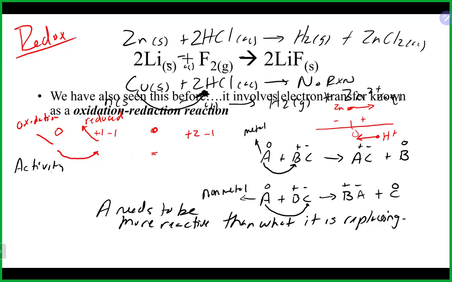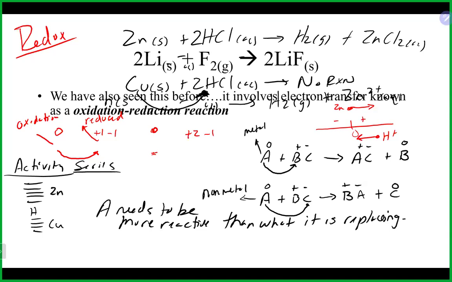Basically, a basic activity series is really just a list of elements, usually with hydrogen somewhere in the middle. Anything higher on the list will replace anybody lower on the list, and anybody lower on the list will not replace anybody higher on the list. So if you look at the relationship here, zinc would be higher on the list, and that reaction would take place because it's more reactive. Copper would be lower than hydrogen, and that reaction would not take place.